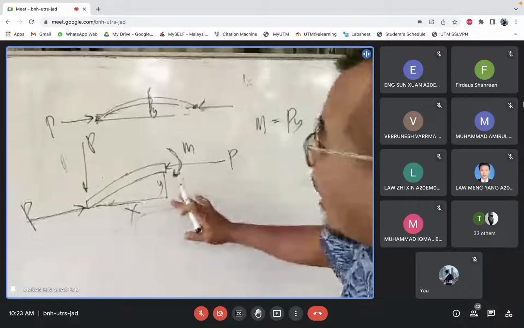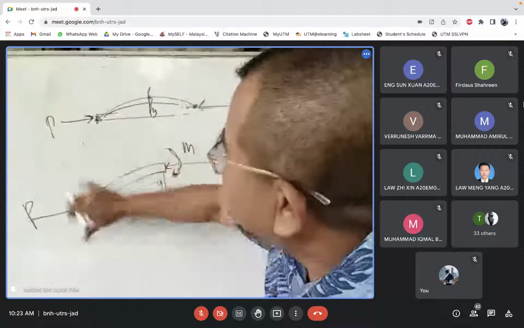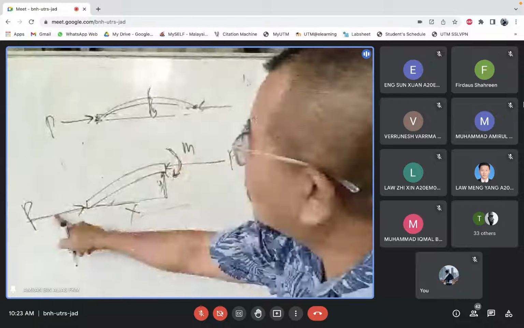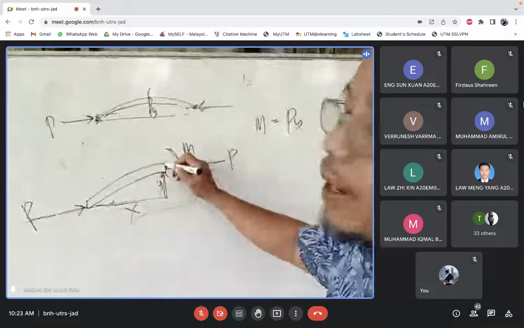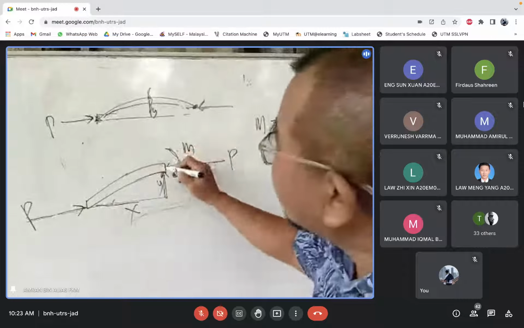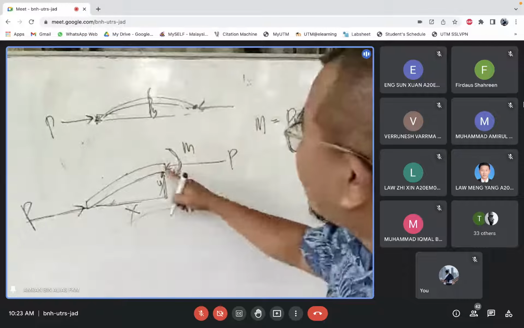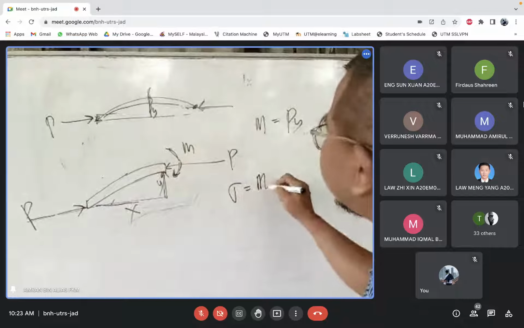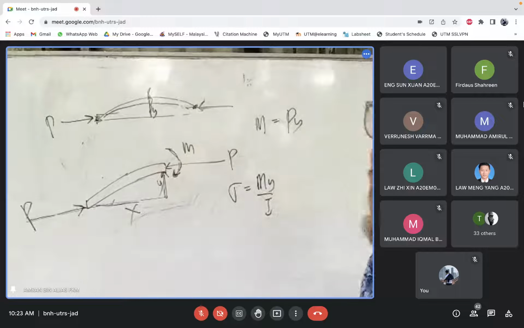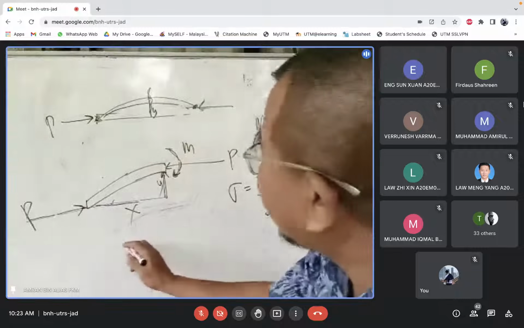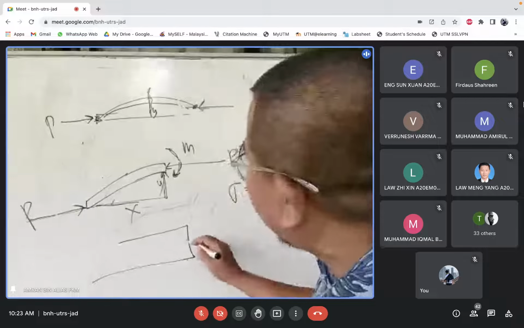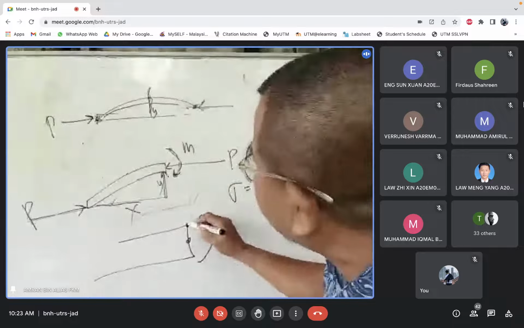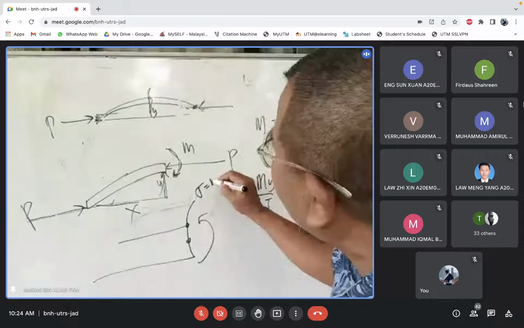But when buckling happens, there's a deflection there. The load times the deflection creates a moment there, and this moment here will create stress. Same thing as when we have a moment like that. So we have a stress here: sigma is equal to M Y over I.